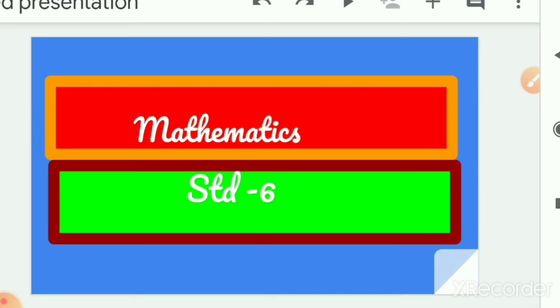Are you listening to your parents and completing your maths work? See, children, keep on practicing the questions, okay? It will be helpful for you.